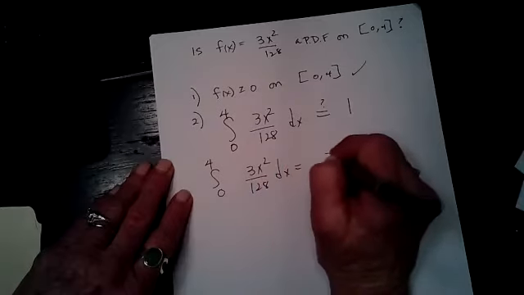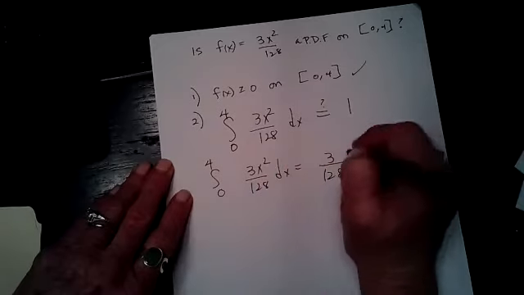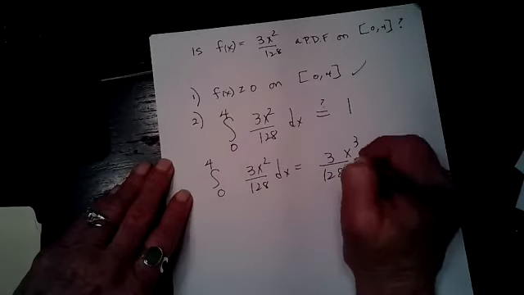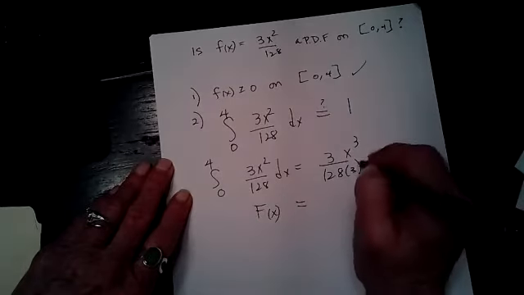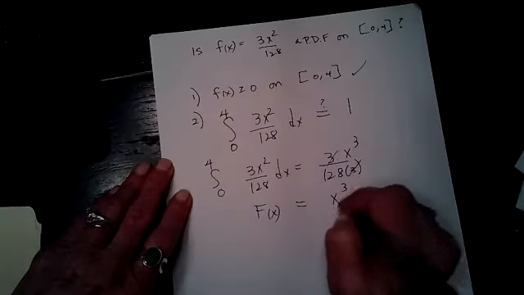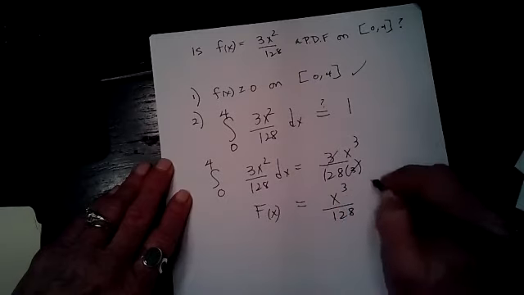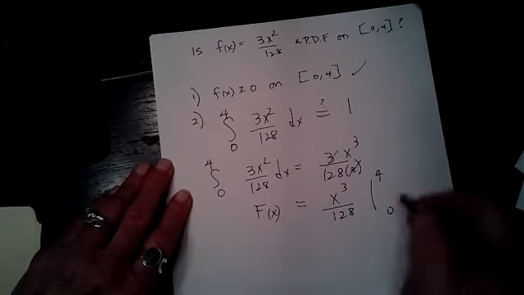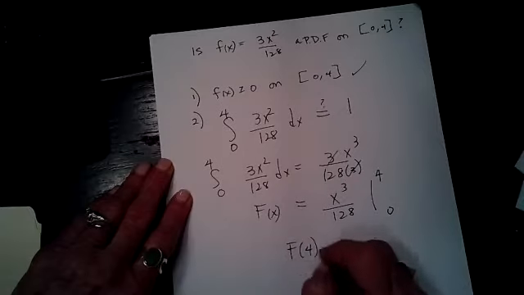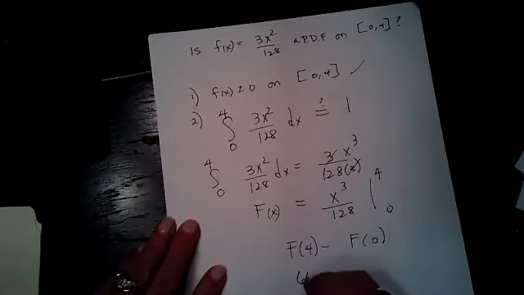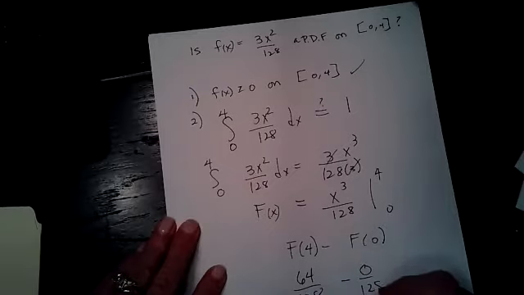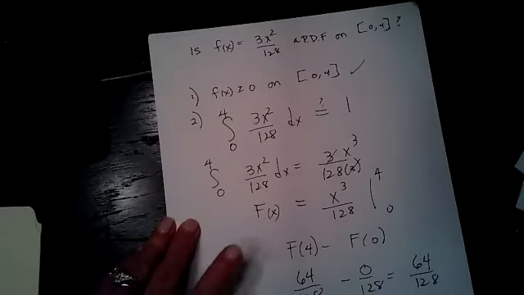It's equal to 3 over 128, right? X cubed over 3. So my antiderivative, you can call it 3x squared over, but I'm going to call it x cubed over 128. It doesn't matter if you reduce it or not, from 0 to 4. So f of 4 minus f of 0. So 4 cubed is 64 over 128 minus 0 over 128. So that's 64 over 128, which is actually 1/2, but you don't have to reduce it.